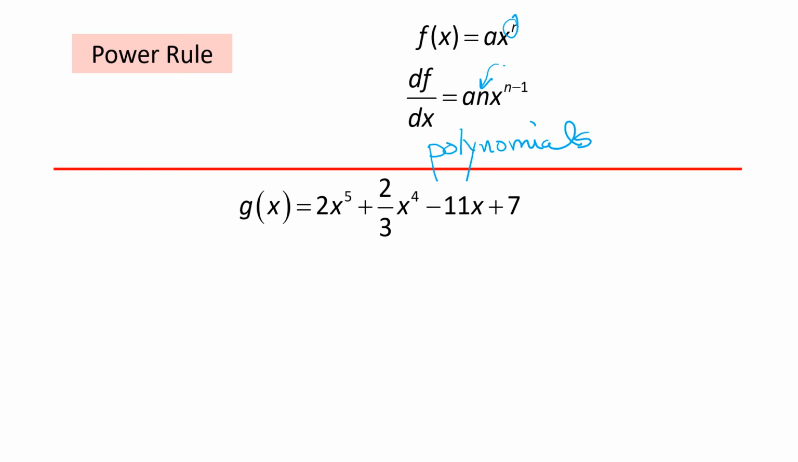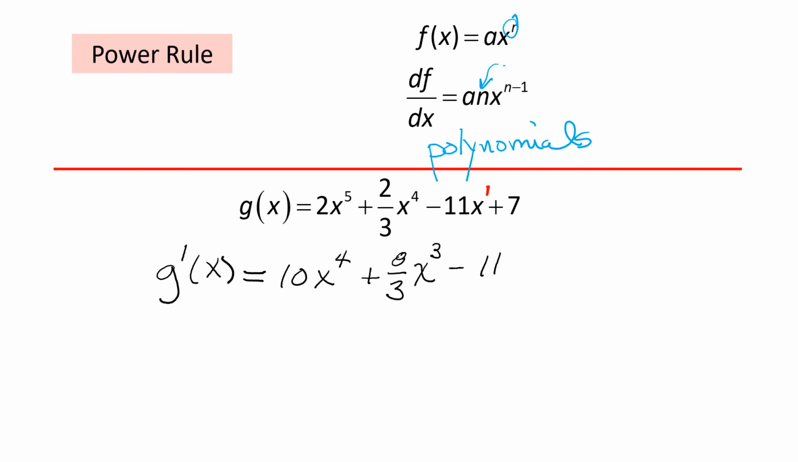So what we're going to do now is put the power rule to use, and take the derivative of g of x. Okay, so I'm going to use the, what do we call it, the Lagrange notation. You're going to see the Leibniz and the Lagrange notation a lot, and it really depends on the context. So the derivative, g prime, is you're going to take 5 times 2, which is 10, x to the 5 minus 1, which is 4. So take the 5, multiply it by 2, take the exponent down 1, to 4. Okay. 4 times 2 thirds is 8 thirds, x to the third, minus 11. So there's a 1 right here.